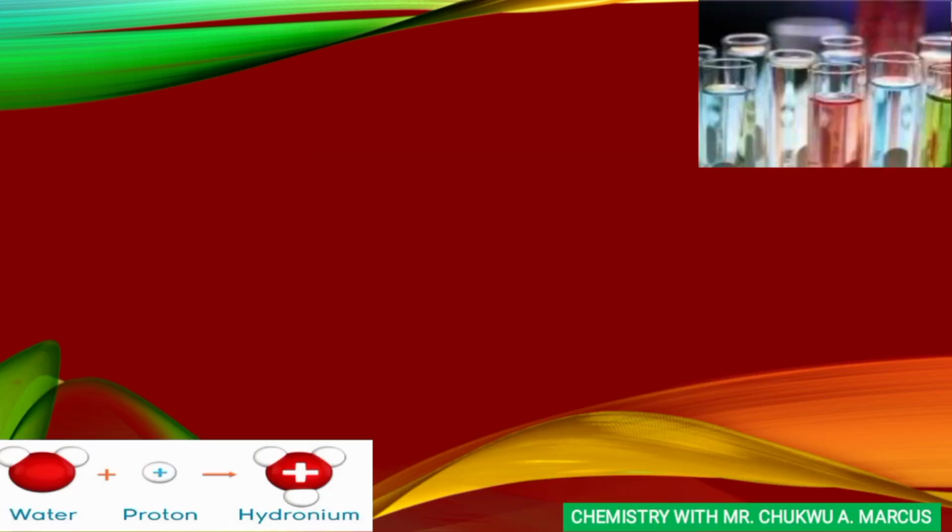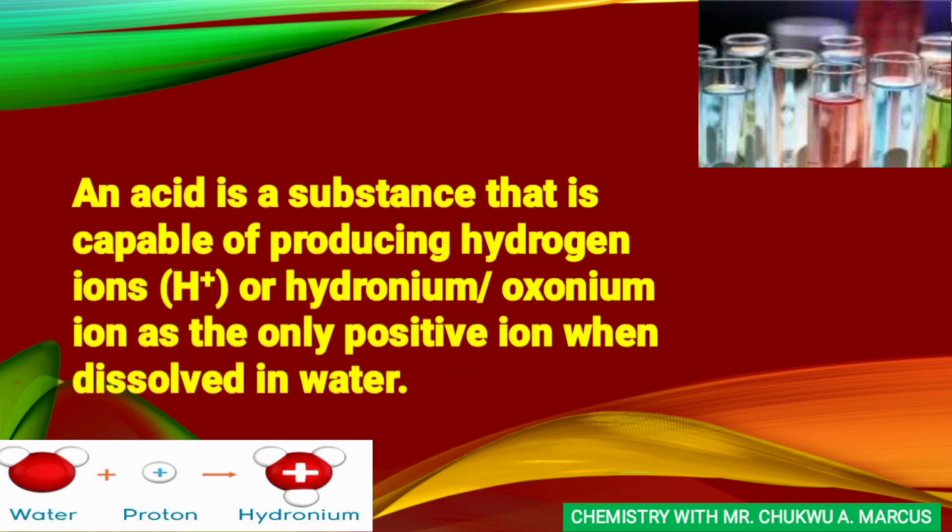Okay, let's start with the definition of acid. An acid is a substance that is able to produce hydrogen ion as the only positive ion. Some people can say it is hydronium ion, some people can say it is ozonium ion, some people can say it is hydrozonium ion. These last three I used are the same thing, because hydrogen ion dissolving in water will give us hydronium ion. Some people call it ozonium ion, some people call it hydrozonium ion. And mind you, it must be the only positive ion in that water.